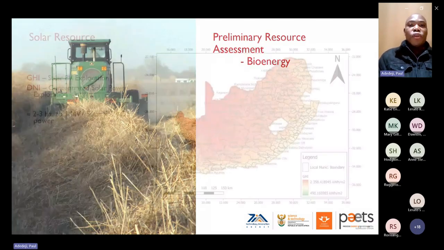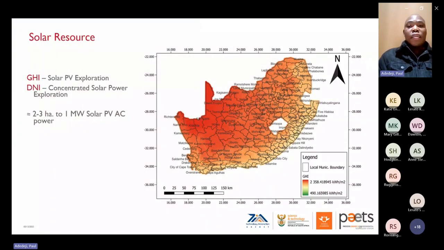So the solar resource, just as I said on that slide, you could see the solar PV resource quantification for the country, and you could see several local municipalities there. This was when we were trying to map out what is the resource available in each local municipality. So we developed this map at PEETS, trying to look at which local municipality is stronger in terms of solar PV power exploration.